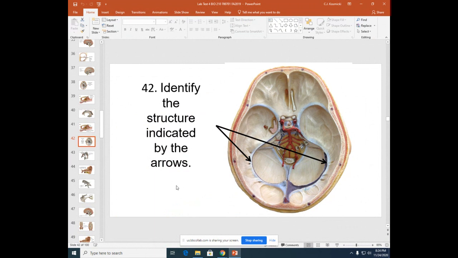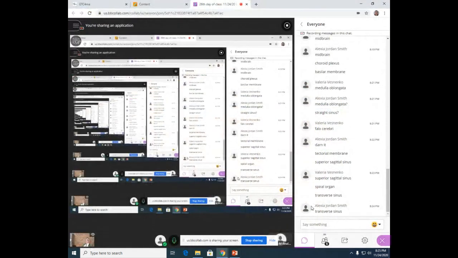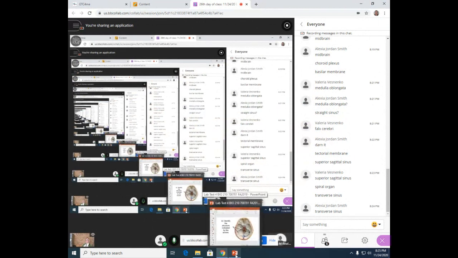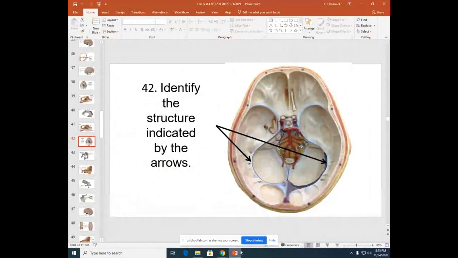Identify the structure indicated by the arrows. You can see it goes off to the side here on either side. It's pointing to the blue, purple, whatever that is. What are you guys thinking? Yep, transverse sinus. That one's a tough one. Does that go all the way around? No, it does not. That whole thing right there, that's the transverse.